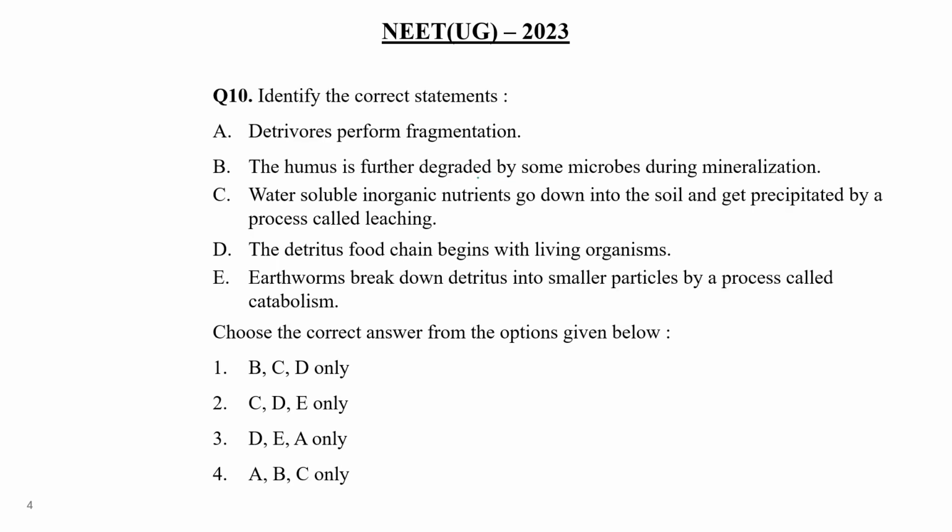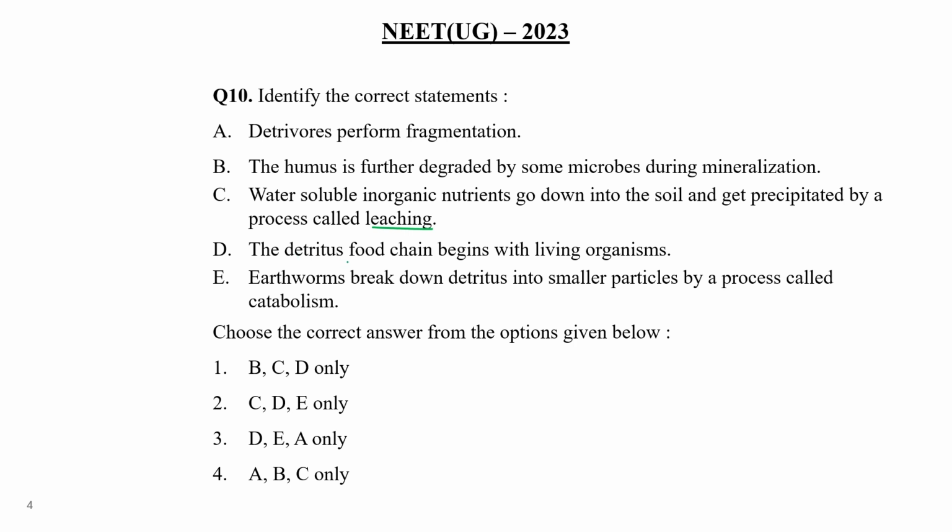Clear? Now, identify the correct statement. They have given us again 5 different statements and we have to identify the correct statement. Detritivores perform fragmentation. Second, humus is further degraded by some microbes during mineralization. Water soluble inorganic nutrients go down in the soil and get precipitated by the process called leaching. What is leaching? If you know the term leaching, then you must know the definition.